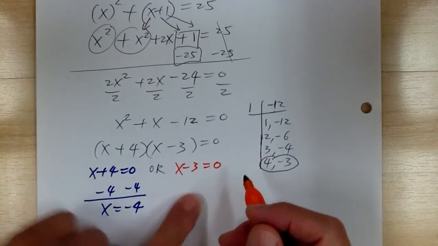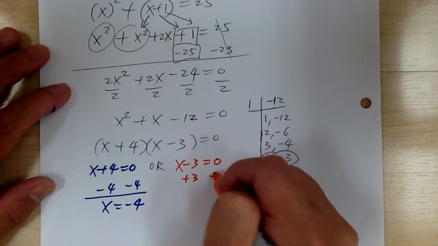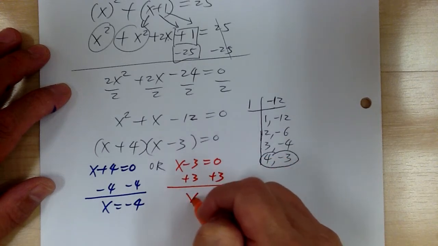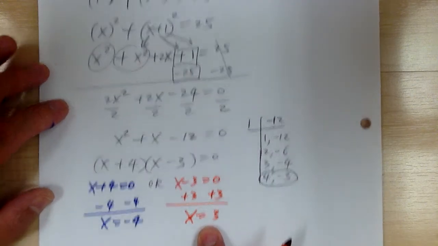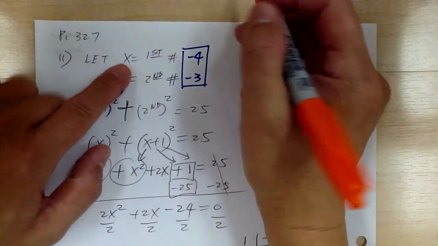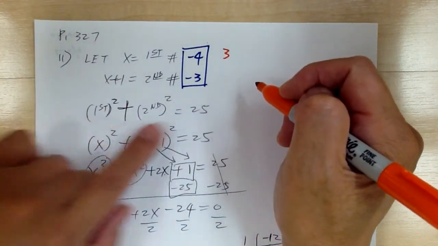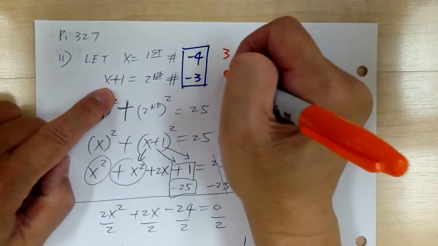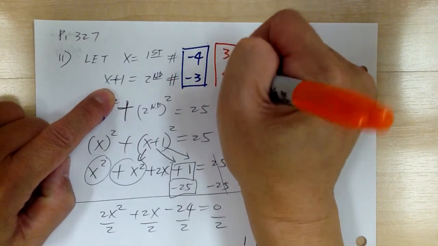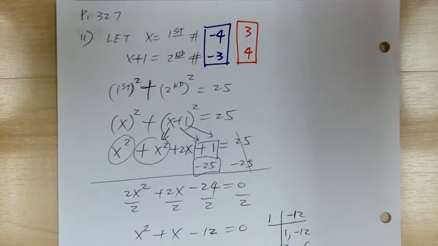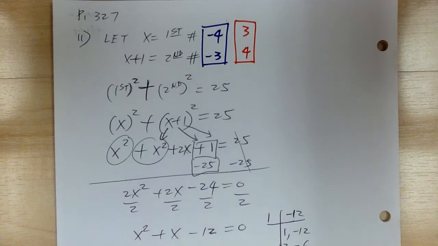Now let's go and do the orange side. So you plus 3 on each side, so plus 3. So you get x equals 3. So once you find x equals 3, that's your x, right? So that's your second possibility. So you're going to get 3, and the next number would be 4. Okay, let's go to number 13.